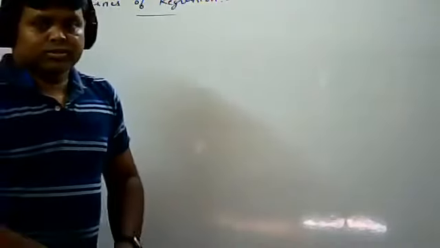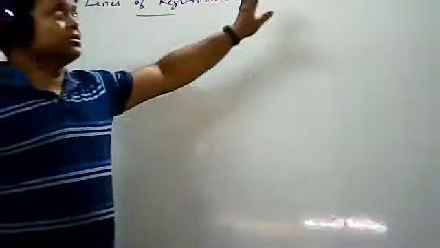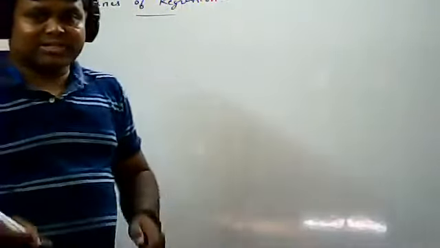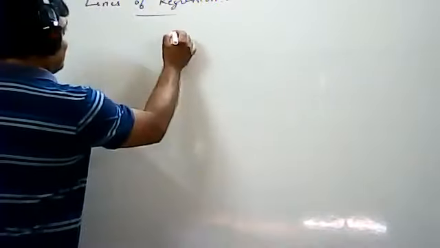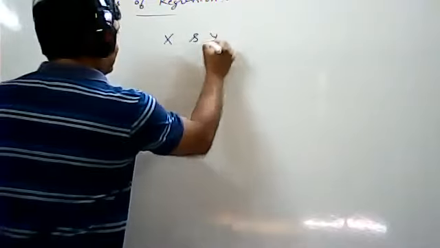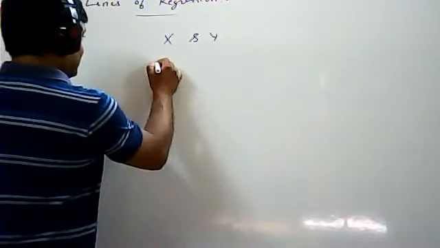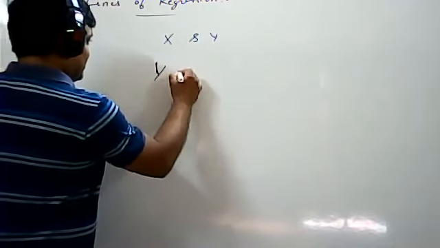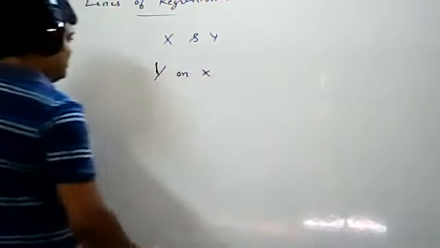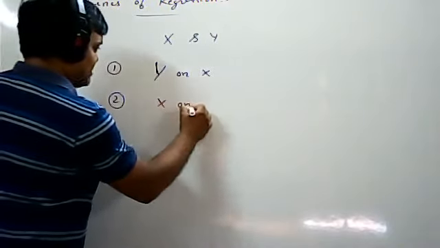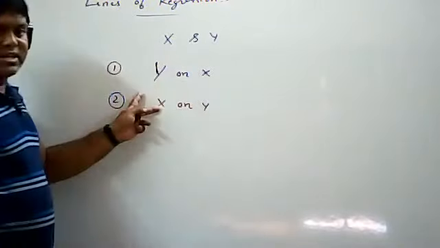So today we'll discuss lines of regression. How many lines of regression are there? Suppose x and y are two random variables, then we have two regression lines: the regression line of y on x, and the regression line of x on y. So these are the two regression lines you have.